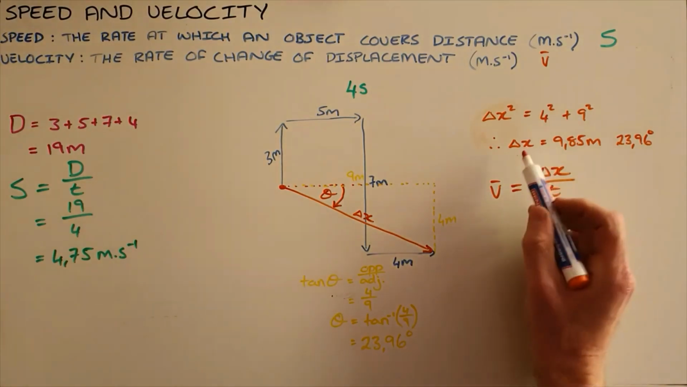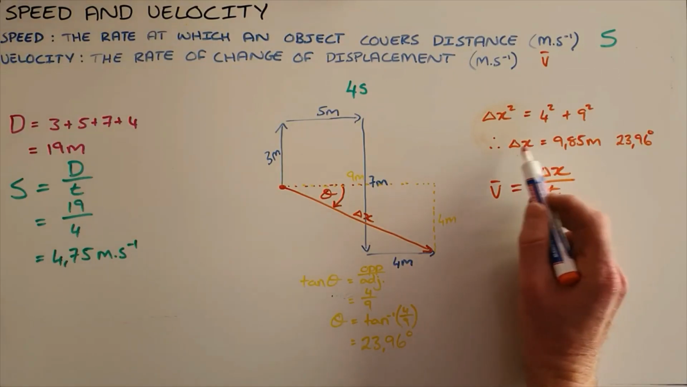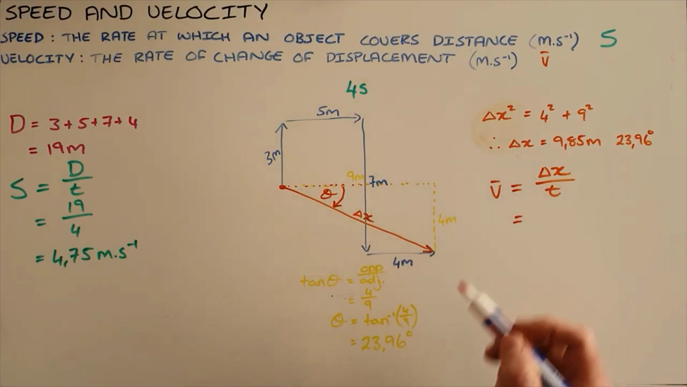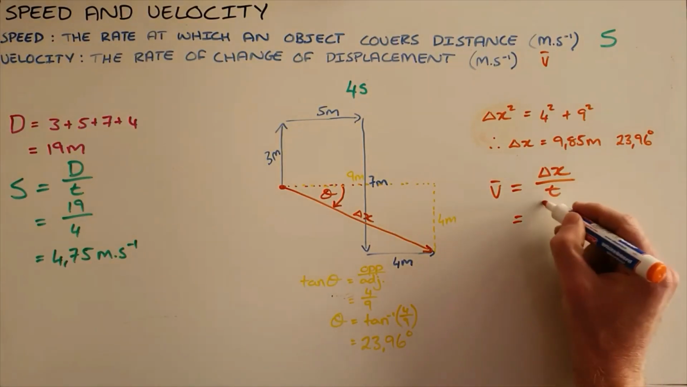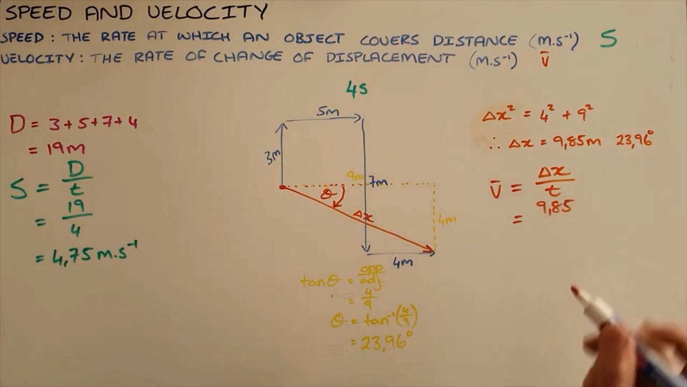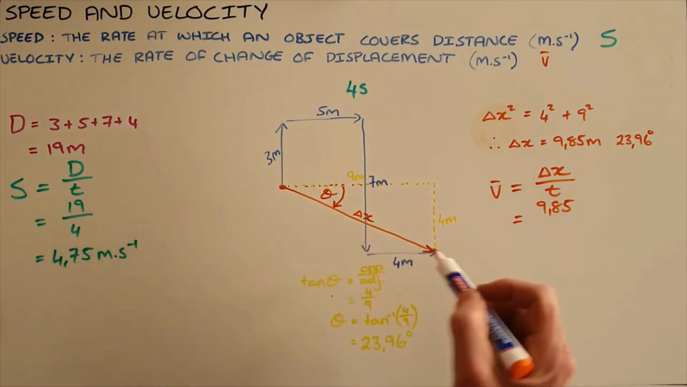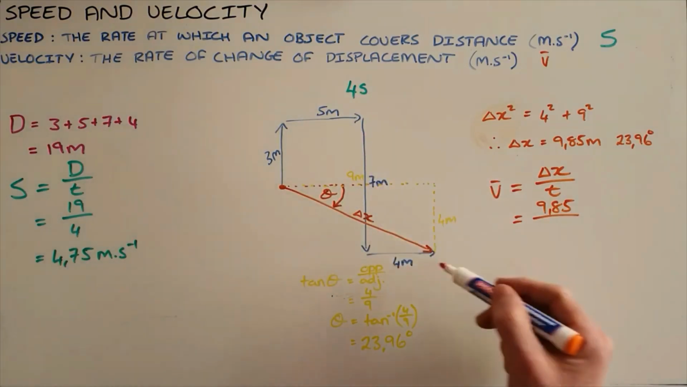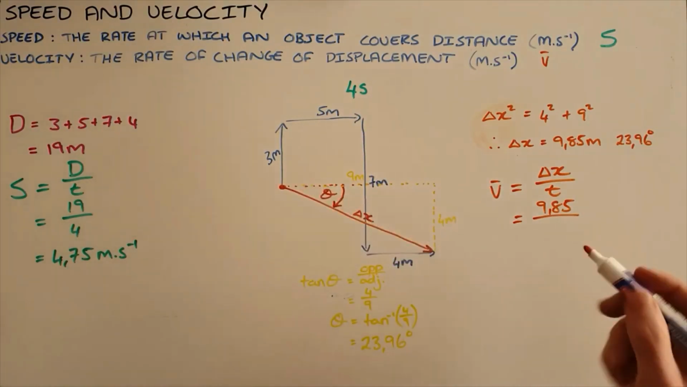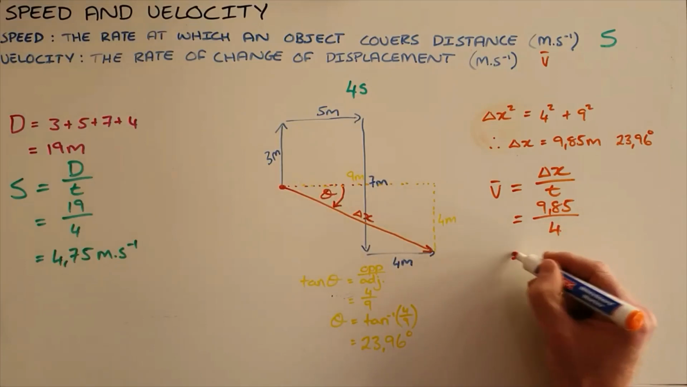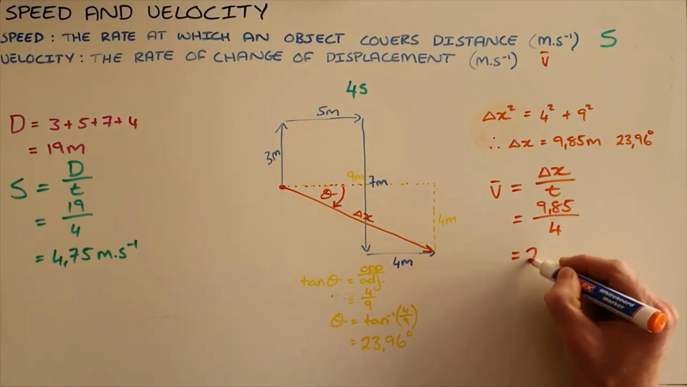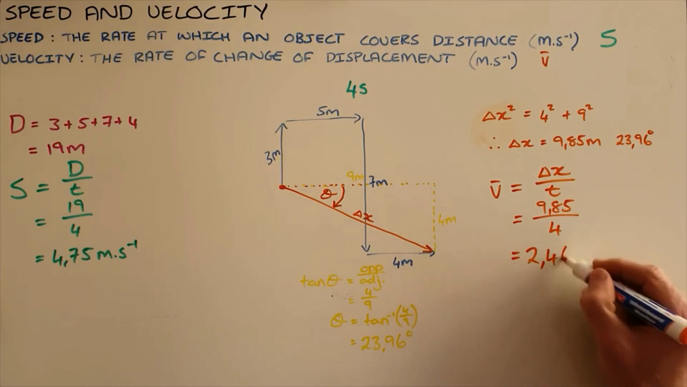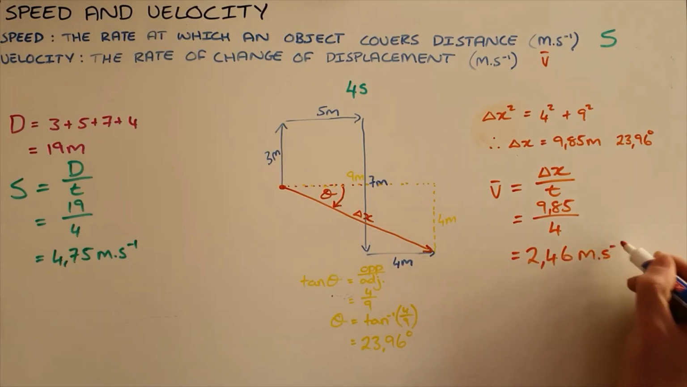You will note that we sometimes write displacement as delta x, meaning the change in position. And our displacement here, we calculated as 9.85 meters, the distance from the starting point to the end point of that journey. And it still took this object 4 seconds to move from that starting point to the end point, which means that the velocity of this object is very different to its speed. The velocity is 2.46 meters per second.